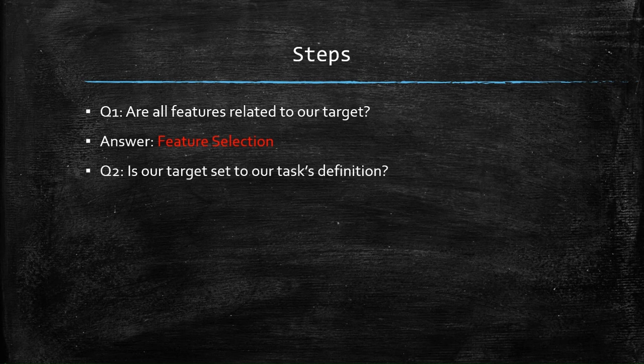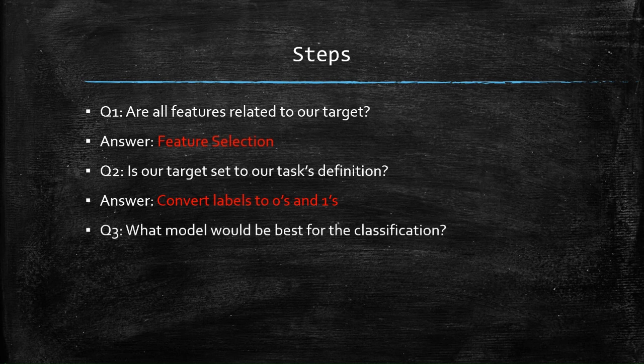The second question would be, is our target set to our task's definition? And as seen, the disease values were not simply binary values. So we actually have to convert these labels to zeros and ones. Now the last question would be, what model would be best for the classification task? And to answer this, we just need to try and try and try. There's no dictionary for this one.